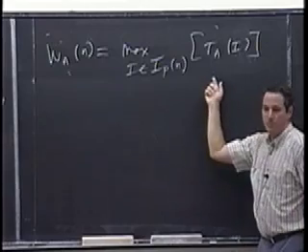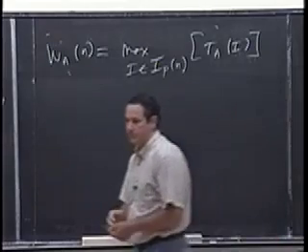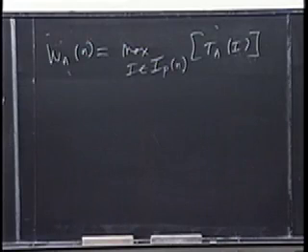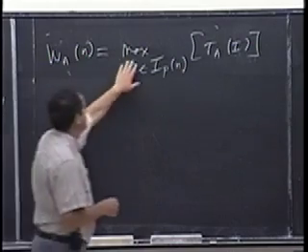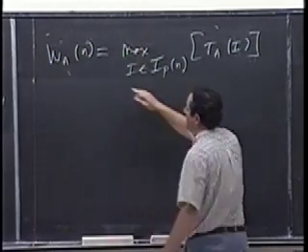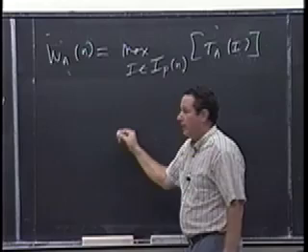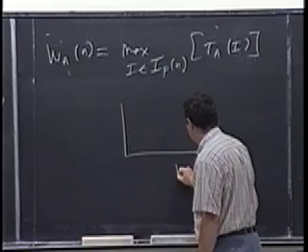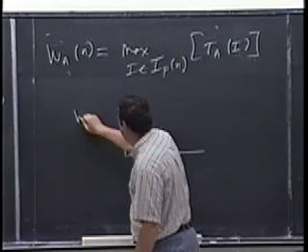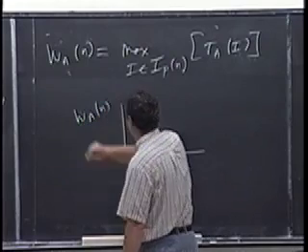So what is this talking about? The maximum runtime for all problems of a given time. Right. This is a function, first of all. This is a function of n. Okay. And so here's n, here's W_A(n).